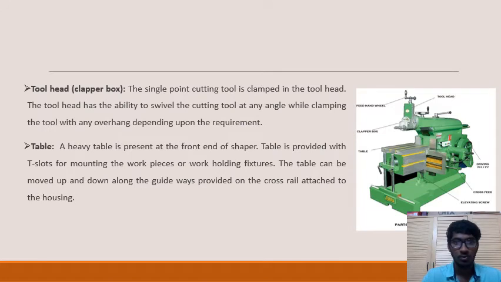Next is the tool head, or also known as clapper box. So as you can see in the picture, here is where the clapper box is present. The single point cutting tool is clamped in the tool head. The tool head has the ability to swivel the cutting tool at any angle while clamping the tool with any overhang depending on the requirement. The swiveling ability is important for the tool to machine surface that are not in horizontal plane.